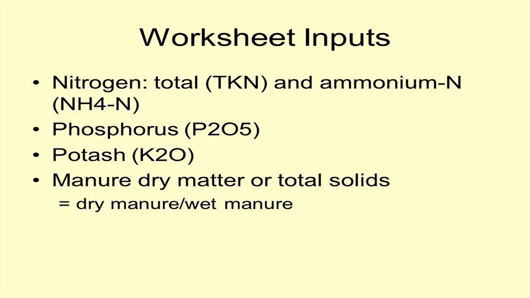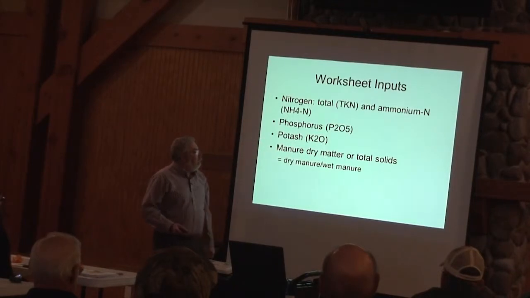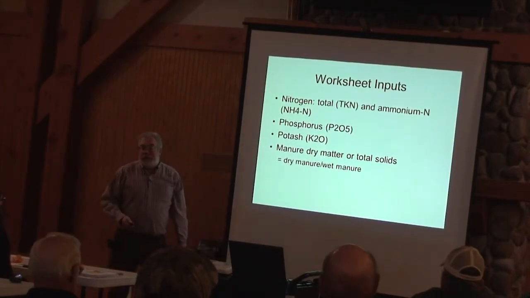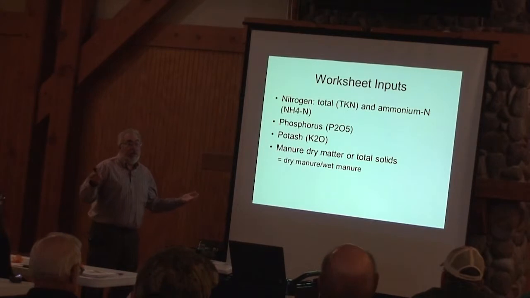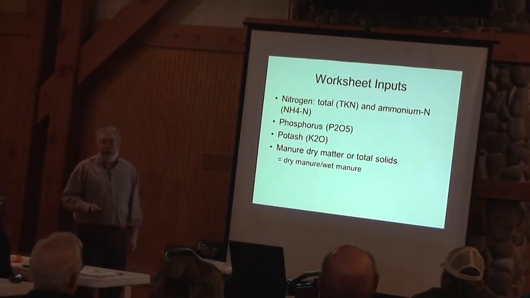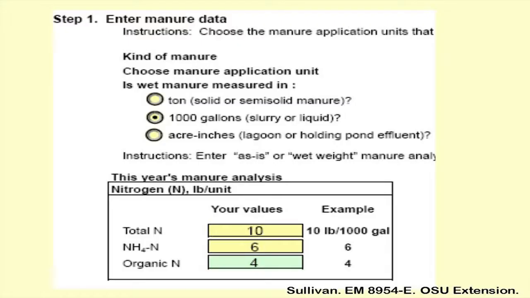Okay, so there are certain things you need to know when you're using this. There's a number of things you get from a manure test: total nitrogen or TKN, ammonium nitrogen or NH4-N, the same for phosphorus and potash, and then how much dry matter or total solids is going to be in your manure, be it liquid or solid, because even liquids have some solid phase to it. You need to account for that piece.